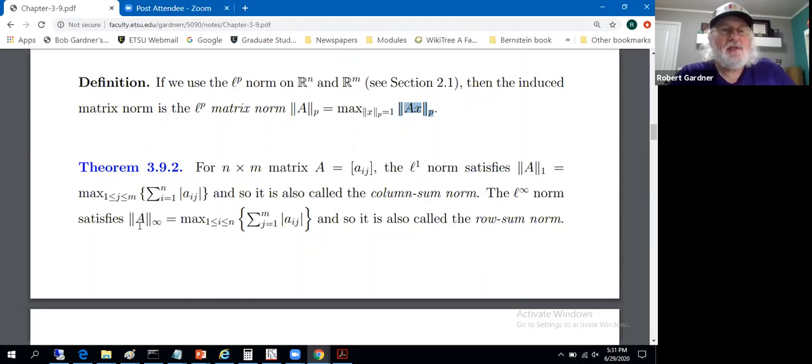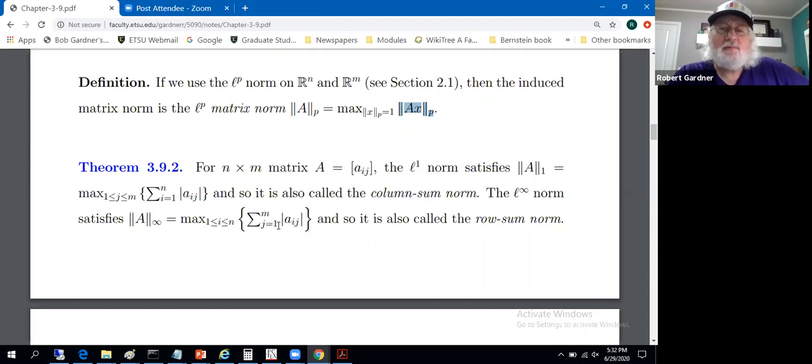And here it says that the L infinity norm satisfies the maximum, this time over i, of the sum from j equals 1 to m of the absolute value of a sub ij. This time in the parentheses, it's the j that's varying and the i that's constant. So when j runs from 1 to m, we're summing the absolute values of the entries in the ith row. This is called a row sum norm. And then we're picking the maximum of those.